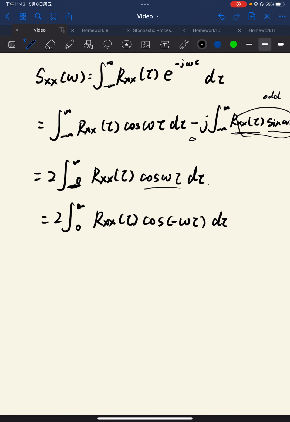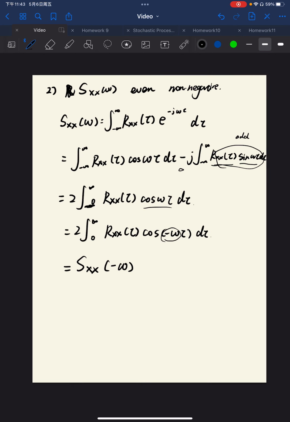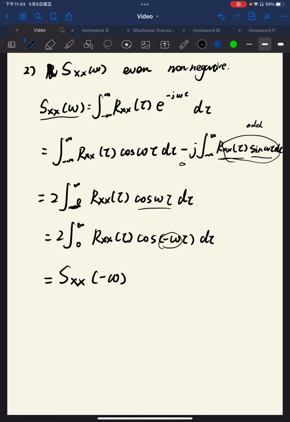And finally, we can see that the spectral density is also on negative tau. So finally, it equals S_x(negative omega). So this proves that omega and negative omega have the same power spectral density, so we can imply that they're even.